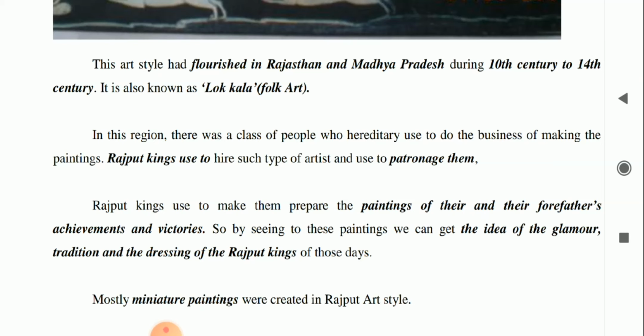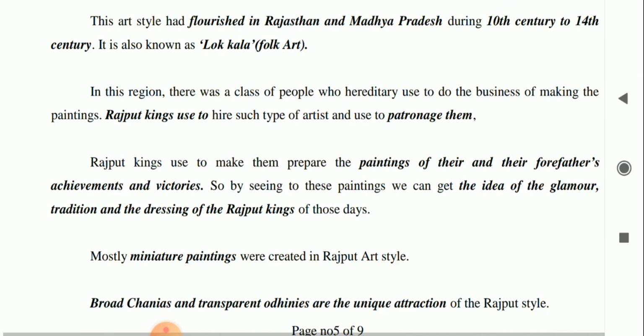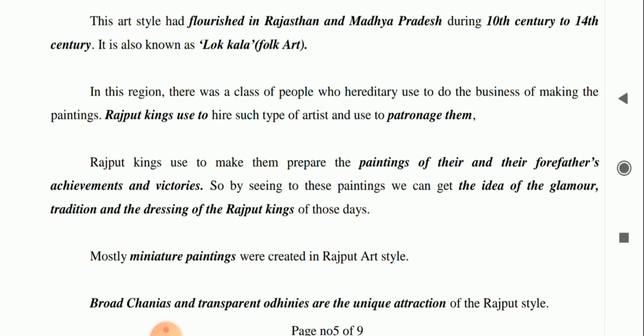This art style flourished in Rajasthan and Madhya Pradesh during 10th century to 14th century. It's also known as Lok Kala or folk art. In this region, there was a class of people who hereditarily used to do the business of making the paintings. Now, what Rajput king used to do? Rajput king used to hire this artist, and ask them to do the paintings of their own choice, and used to patronage them.